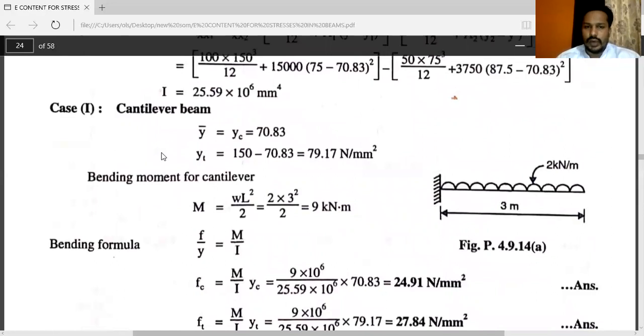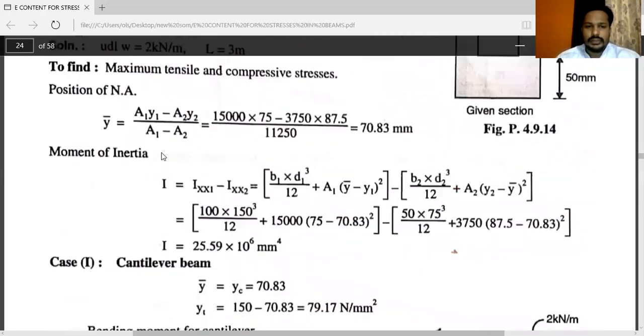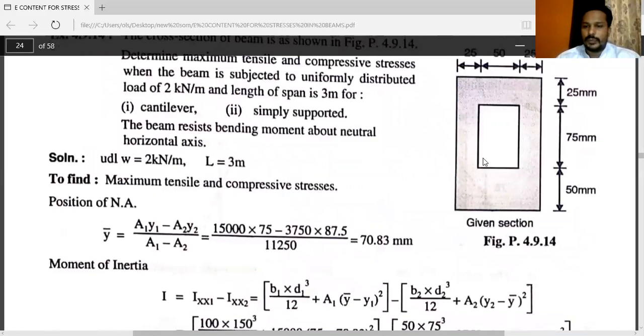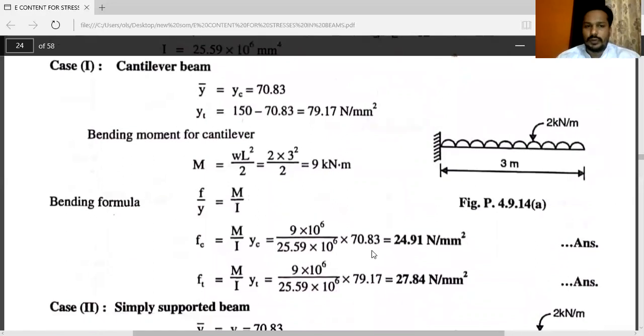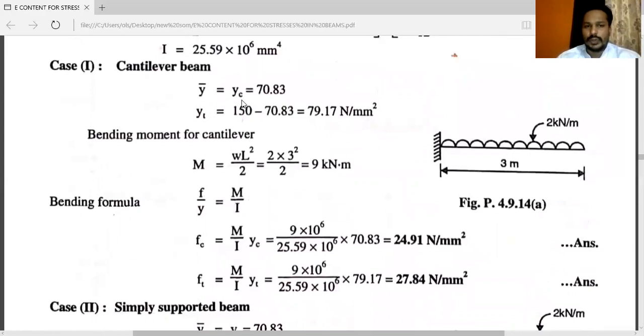Then you can see the case 1. Once you will get the value of Y bar, this one is Y bar, that is 70.83. The neutral axis is passing through here. So 70.83, total distance is 150. So accordingly, you have to consider for cantilever, bottom portion, or you can see the lower portion below the neutral axis, that is Y bar is equal to YC, that is 70.83, and YT is equal to, means upper portion, that is 150 minus 70.83, that is 79.17.